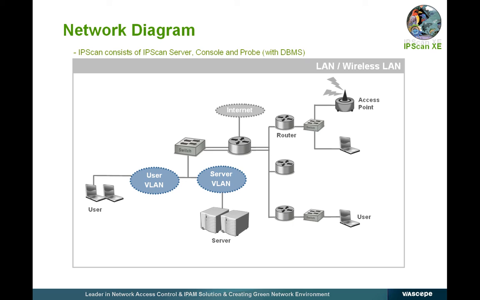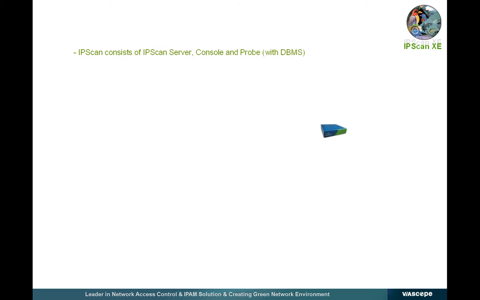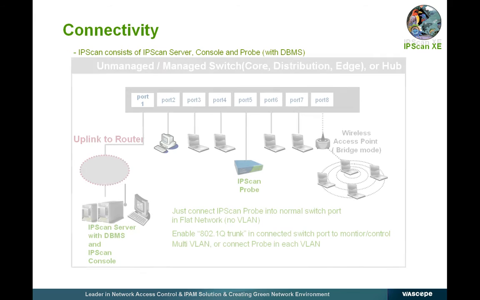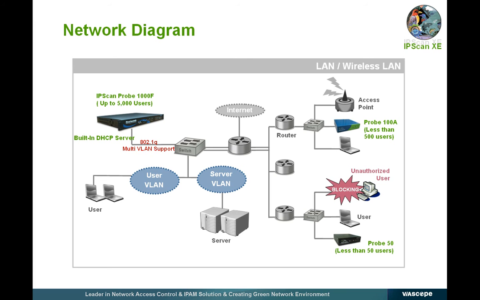IPScan consists of IPScan server, console, and probe. The IPScan probe is installed in each network segment. Just connect the IPScan probe into a normal switch port in a flat network, no VLAN, and enable 802.1q trunk in the connected switch port to monitor or control multi-VLAN, or connect a probe in each VLAN. The IPScan server is located in the control center along with the DB server. The IPScan console can be installed in the admin's terminal and can be used for controlling the IPScan server remotely.